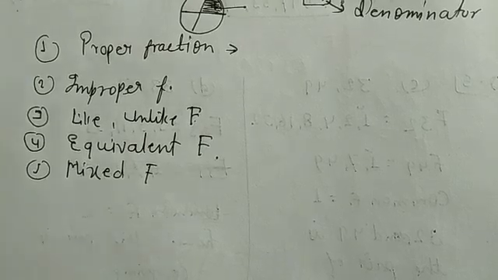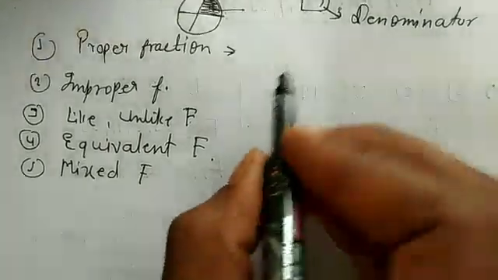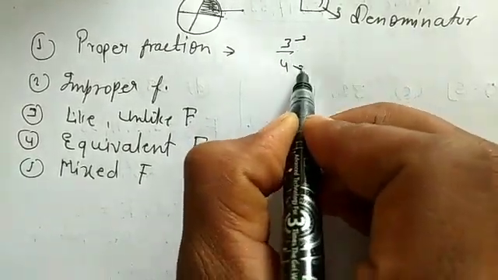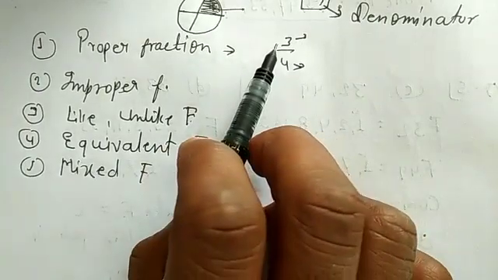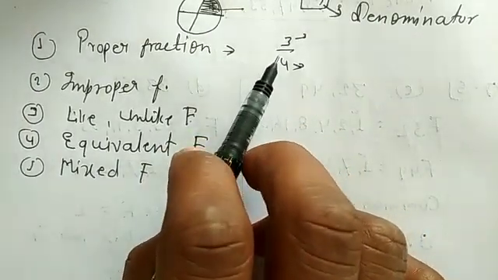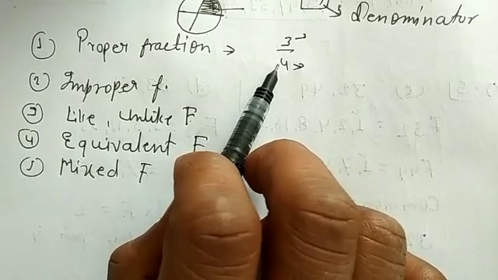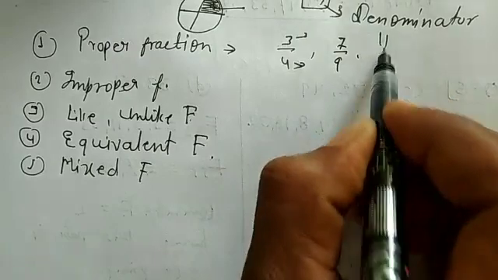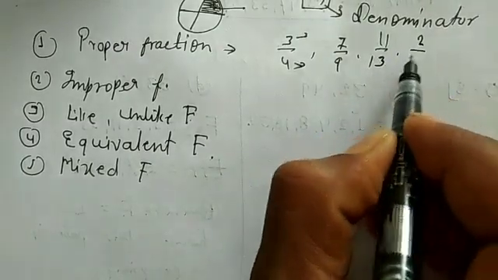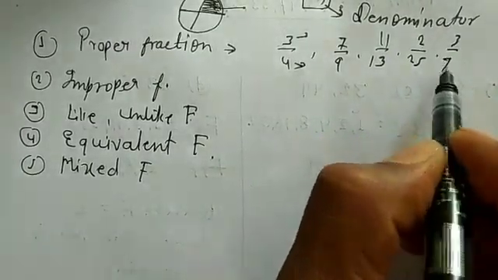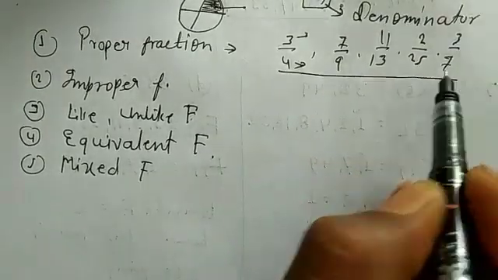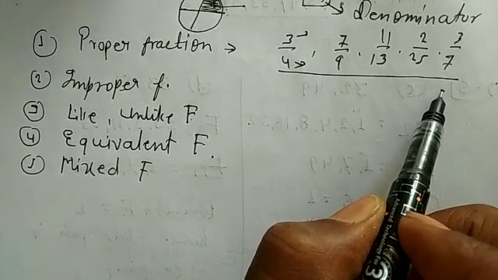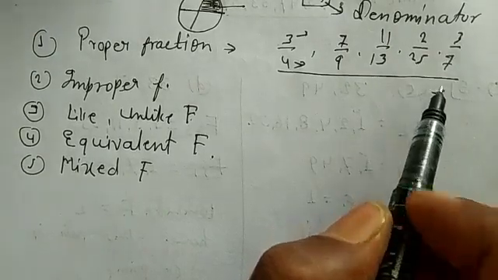Now proper fraction: a fraction in which the numerator is less than its denominator. If the numerator is less than its denominator, such types of fractions are called proper fractions, like 3 upon 4, 7 upon 9, 11 upon 13, 2 upon 25, 3 upon 7. All such fractions, whose numerator is less than the denominator, are called proper fractions.